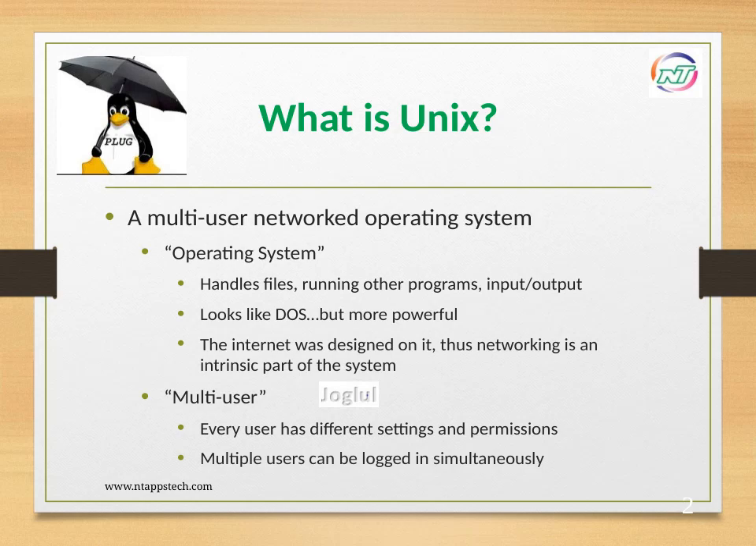UNIX is an operating system that manages files, runs programs, and handles input and output. While it might look similar to DOS at first glance, it offers much more power and flexibility, especially when it comes to networking. In fact, the Internet was originally built on UNIX, which means it was designed to work smoothly with networks from the start. Another key feature is that it supports multiple users simultaneously, each with their own settings and permissions, so many people can be logged in and working on the system at the same time without interfering with each other.